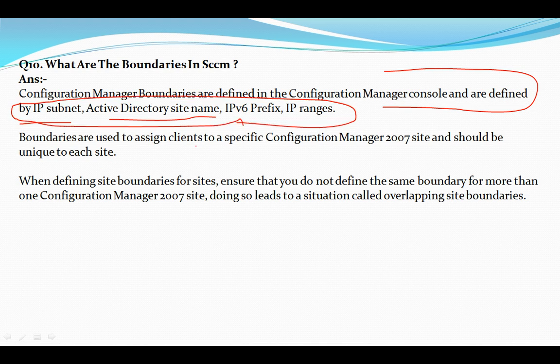Boundaries are used to assign clients to a specific Configuration Manager site and should be unique to each site. We cannot use the same boundary multiple times. The same thing is mentioned here: when defining boundaries for sites, ensure that you do not define the same boundary for more than one Configuration Manager site. Doing so leads to a situation called overlapping. So this is what we have in boundaries.